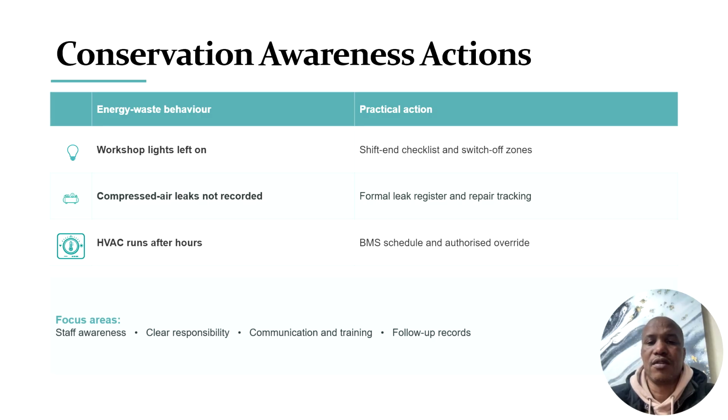The Conservation Awareness Plan focuses on energy waste behaviors that can improve through communication, responsibility, and follow-up. Workshop lights should be controlled through switch-off checklists and assigned zones. Compressed air leaks should be recorded in a formal leak register and followed up by maintenance. HVAC should be scheduled through the BMS and only overridden when authorized. These actions will improve accountability and can reduce energy waste without major capital cost.